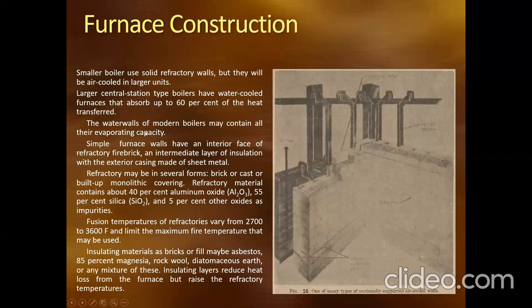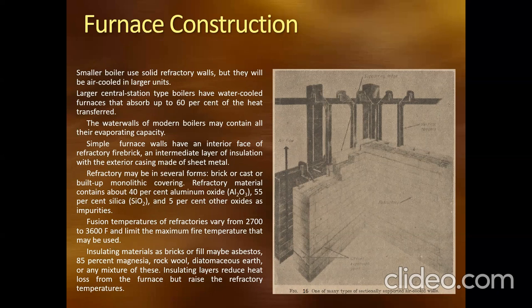So, furnace construction. This is the construction of your furnace. It's unclear in the book, this Figure 16, which is one of the many types of sectionally supported air-cooled walls. The other one is water-cooled. Air-cooled is the one with a gap. A smaller boiler uses solid refractory walls, bricks, but they will be air-cooled in larger units.